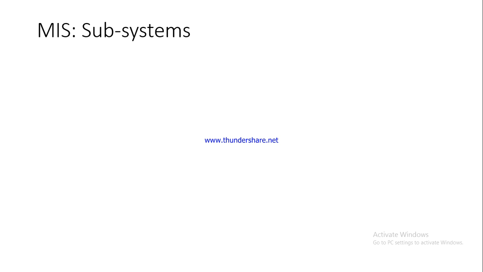Now we are going to discuss the subsystems or the various constituents of the management information system. So what all are the different types of management information systems? This is what we are going to take up in this particular session. So the first one is the transaction processing system. Now what does the transaction processing system do?